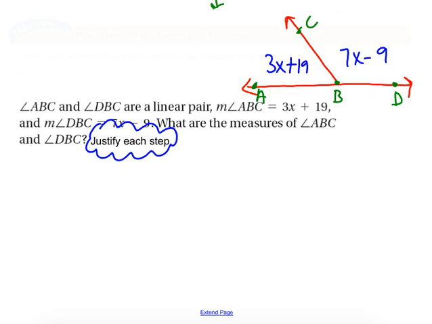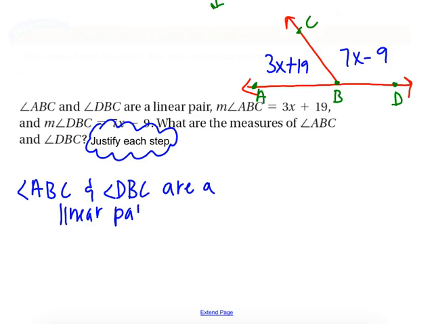Well, we know that ABC and DBC are a linear pair. That's given to us. So we're going to say angle ABC and angle DBC are a linear pair. How do we know that? Well, they gave it to us, so we just say that is given. It's just a given. That's all we know about it, okay?